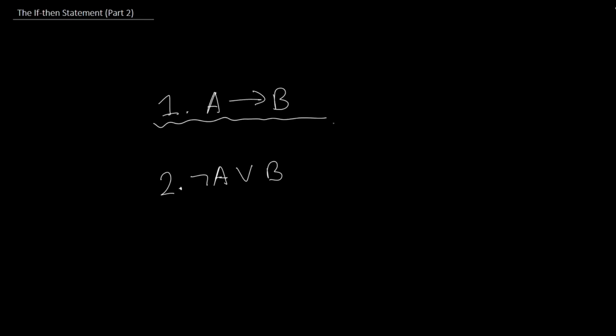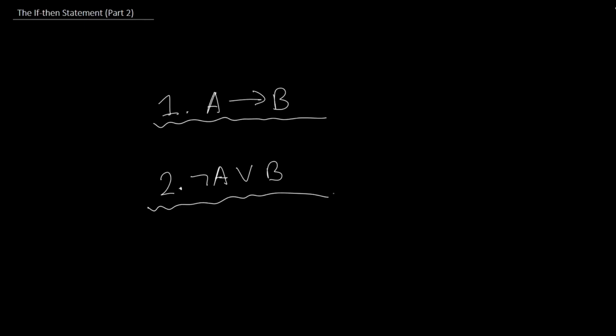So what was our first statement? Our first statement is if A happens, then B happens. And our second statement is not A or B. For convenience, let's use the same meanings that we assigned in the previous video. The first one means if I went to the store, then I would get some milk. The second one means either I didn't go to the store or I will get some milk.